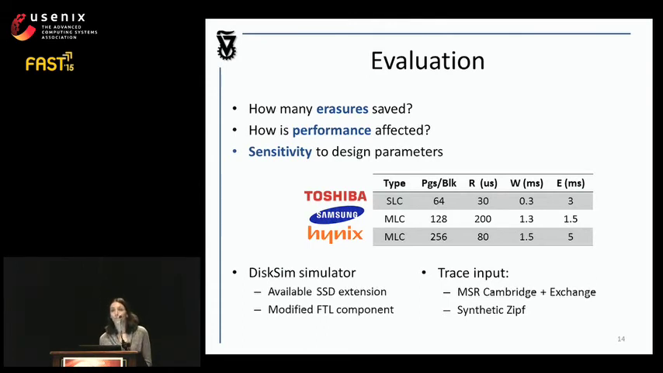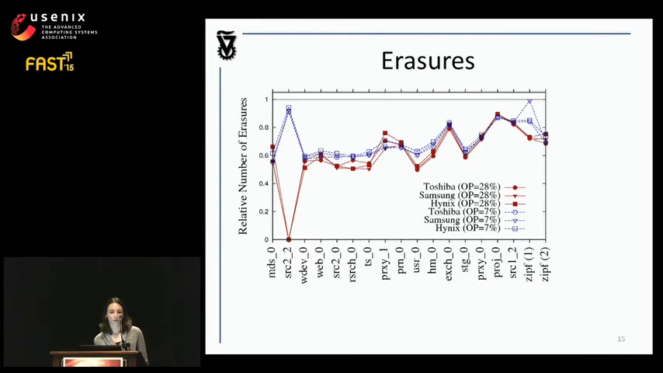We used trace input from the MSR Cambridge and the Exchange workloads that are available through SNIA, and a couple of synthetic ZIF traces. So let's start with the erasures. The x-axis here are the different traces.